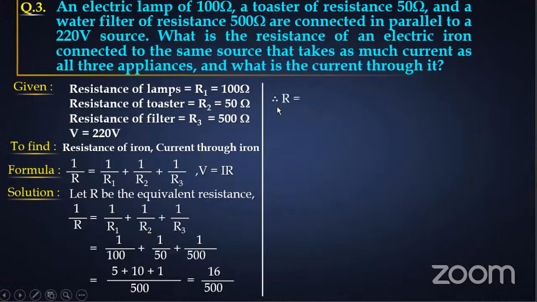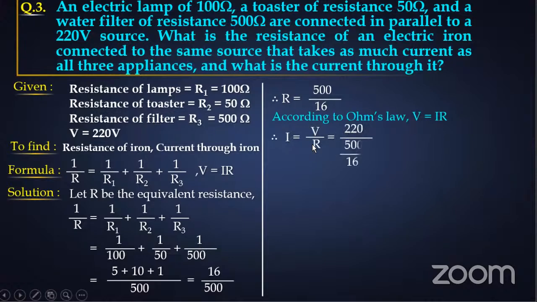Then R is equal to 500 by 16. You can convert it into decimals also here. According to Ohm's law, V is equal to IR. Substitute the values of R and V both. So I is equal to V by R. V is 220, R is 500 by 16. So 16 goes in the numerator. Then the zeros we can cancel. The final answer you are getting is 7.04 amps current.